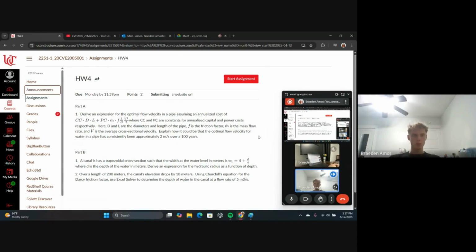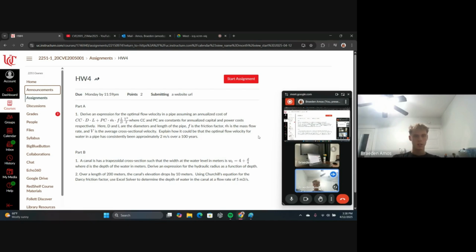This is homework 4, part A. First we need to derive an expression for the optimal flow velocity in a pipe, assuming an annualized cost of CC times D times L plus PC times M times F times L over D times V squared over 2, where CC and PC are constants for annualized capital and power costs respectively.